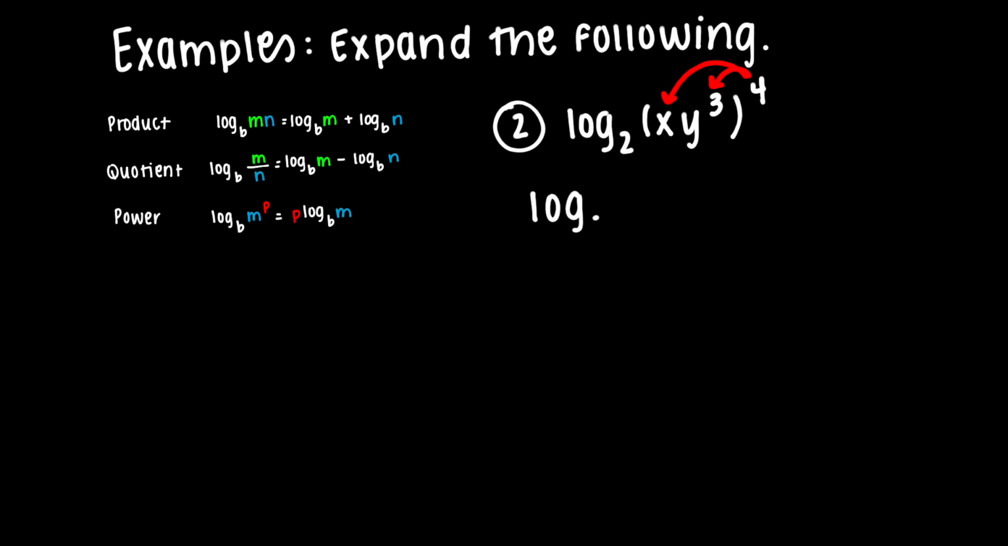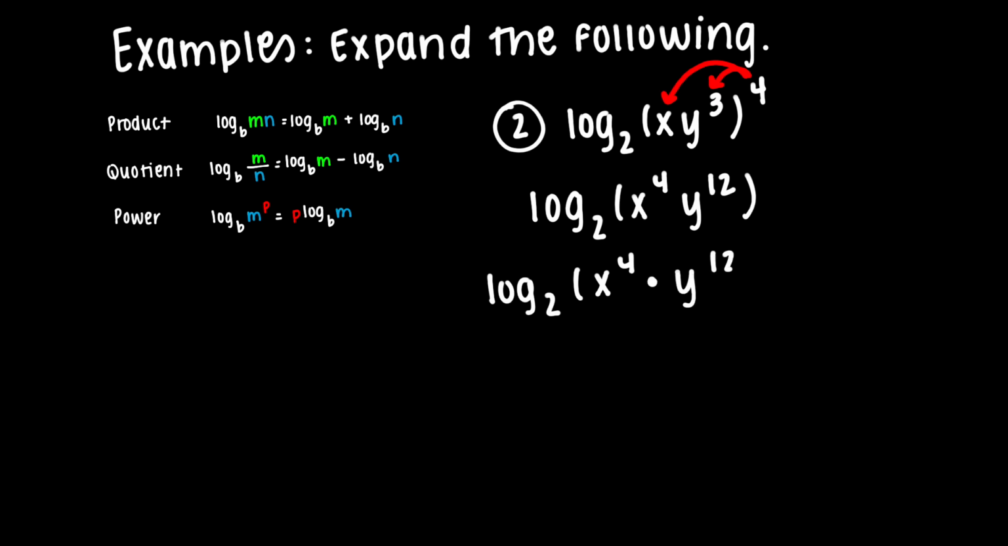So I have log base 2, and I now have x to the 4th, y to the 12th. You have to remember when things are stuck together, they're being multiplied. So this actually looks like x to the 4th times y to the 12th. And when I look at my properties to use, I see that this is a product. So I'm now going to have some addition in my answer. So I'm going to take the first one, log base 2 of x to the 4th plus log base 2 of y to the 12th.